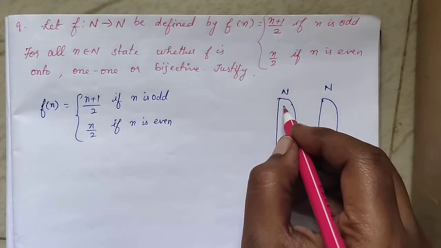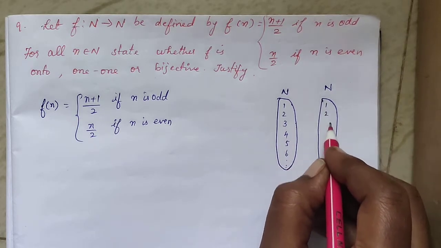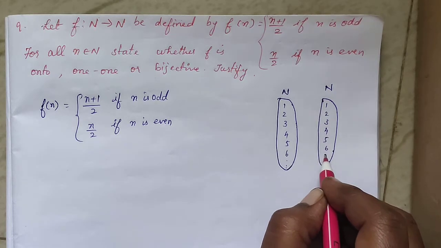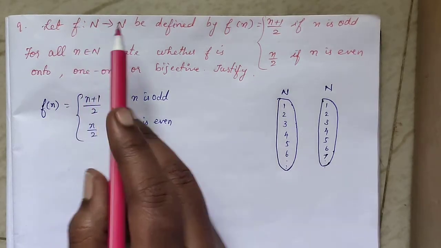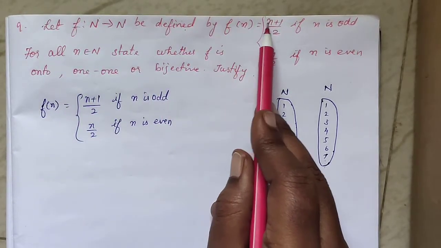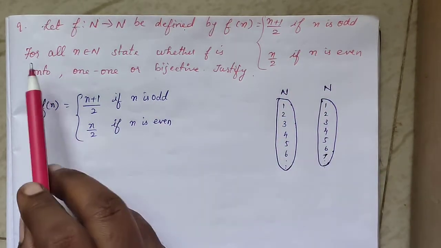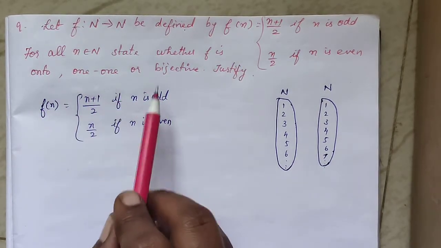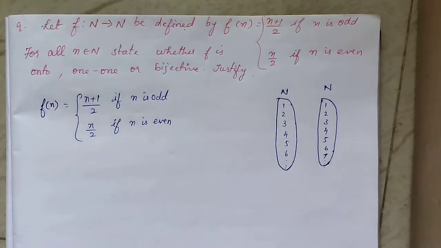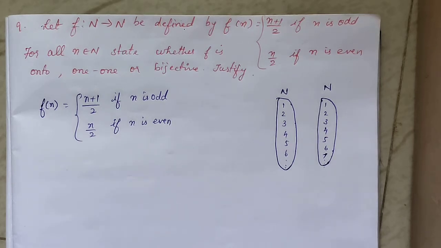Now see here, natural numbers start from 1, 2, 3, 4, 5, 6 and go on. Let f from N to N be defined by f of n equal to (n plus 1) by 2 if n is odd and n by 2 if n is an even number, for all n belonging to N. State whether f is onto, one-one, or bijective. Bijective means it is one-one and onto. First we have to check whether the function is one-one and onto or not.